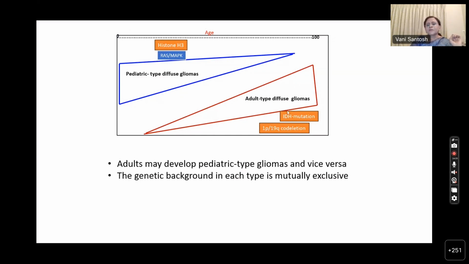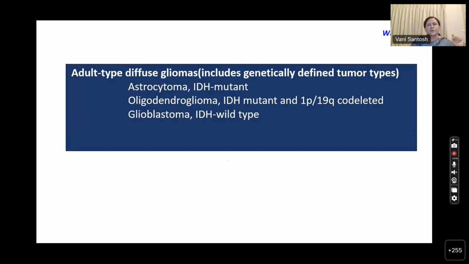For example, adult type diffuse gliomas are heralded by these mutations, either IDH mutation and/or 1p19q co-deletion, whereas the pediatric type diffuse gliomas usually harbor histone H3 mutations, or they may show alterations in the RAS MAP kinase pathways. This is the most common alteration that you see in this group. Of course, there are so many other alterations also that have been described. So please remember that the tumors that occur in the pediatric age group can occur in the adults, and adult tumors can also occur in the pediatric age group.